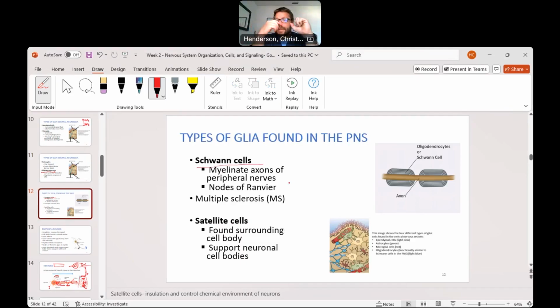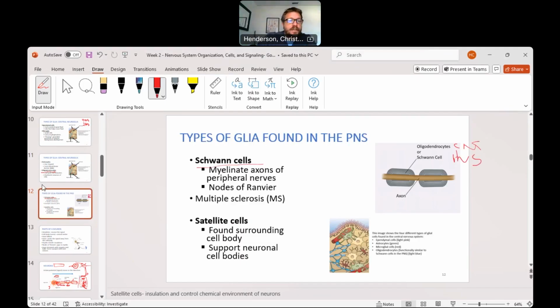Okay, so oligodendrocytes and Schwann cells. They make myelin. And remember, the myelin is like insulation. So if it's an oligodendrocyte, where is it? CNS. If it is a Schwann cell, it is the PNS.